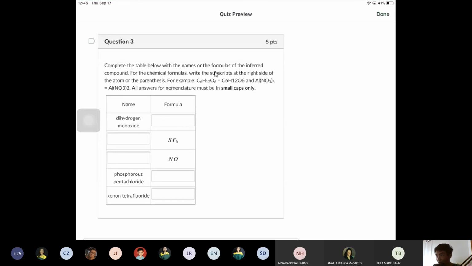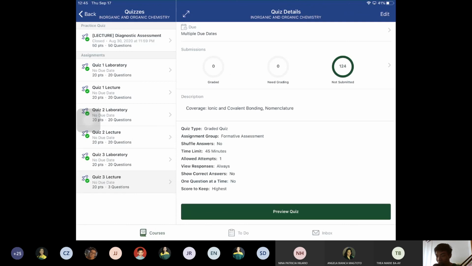Ganun lang. And then the last part, madali lang. Ito yung siguro pinakamadaling quiz sa inyo, yung formula lang ng binary molecules. Dihydrogen monoxide, lagay mo dyan. SF6, ano kaya name niyan? NO, ano kaya name niyan? So on and so forth. So ganun lang. So that's worth 20 points.